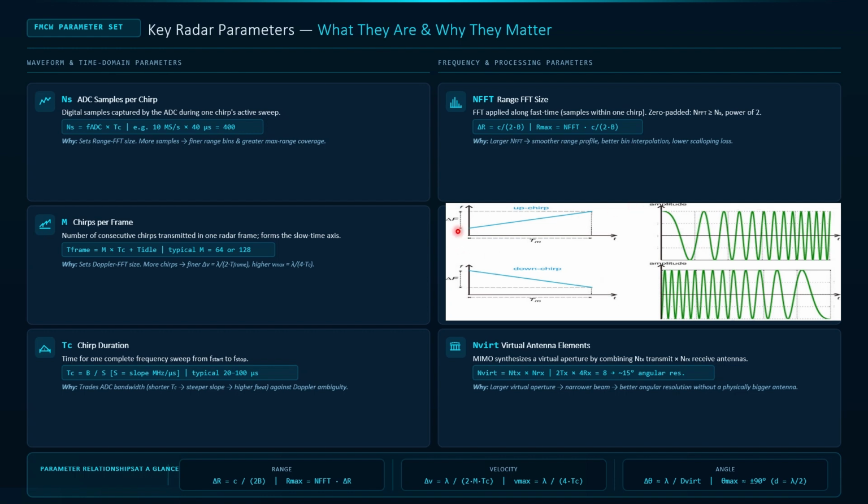That's why we show it like this. Okay, it's ramping up, ramping down. Now this is one chip, right? From one chip you're going to get the range information, but you need multiple chips to get the Doppler information, which is the velocity information.